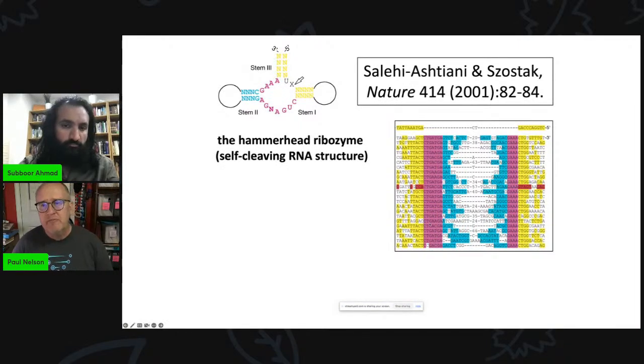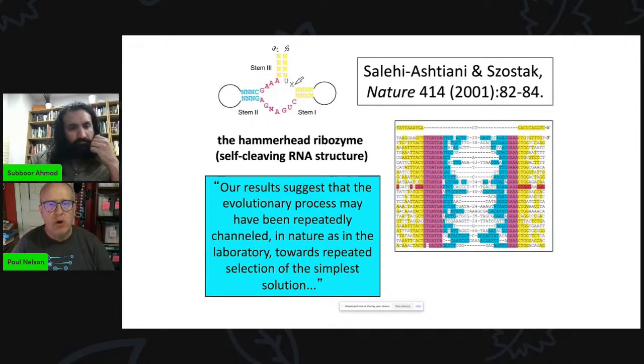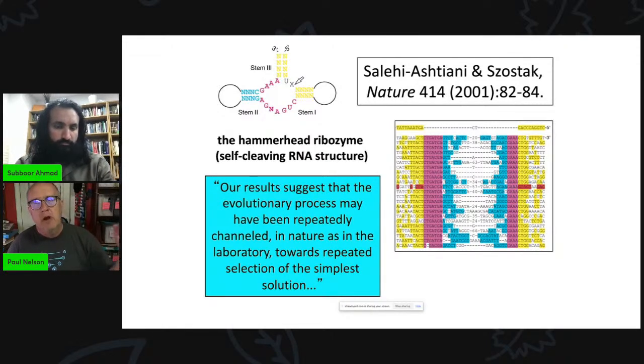So this multiple sequence alignment, which I showed you, comes from the work of Jack Szostak and his colleagues in a fascinating paper that I've recommended before, I think, in some of these talks, with Salehi-Ashtiani, published in Nature in 2001, where they observed the hammerhead ribozyme. So this is the secondary structure that comes from this primary sequence. This motif showed up in lots of different groups that really had no phylogenetic connection to each other, all the way back to LUCA, basically, right?